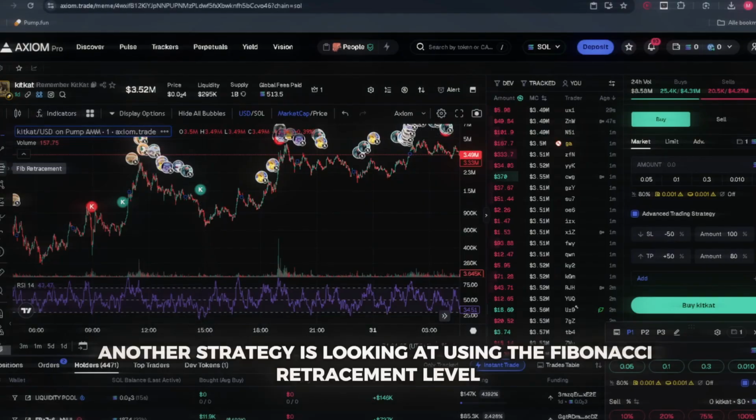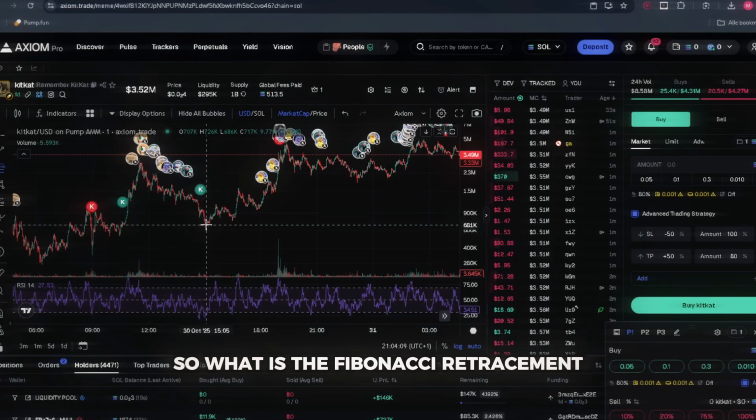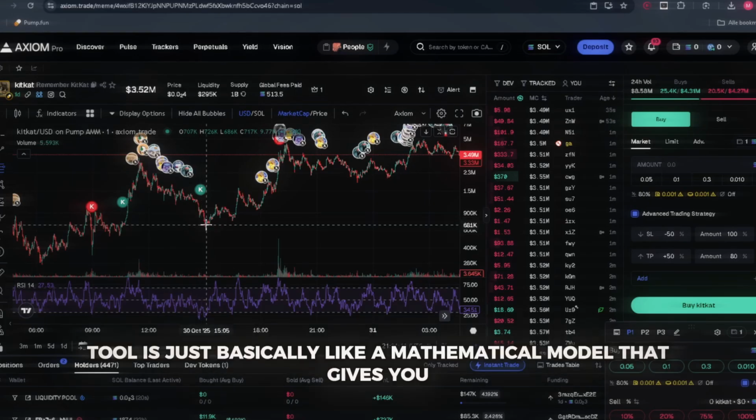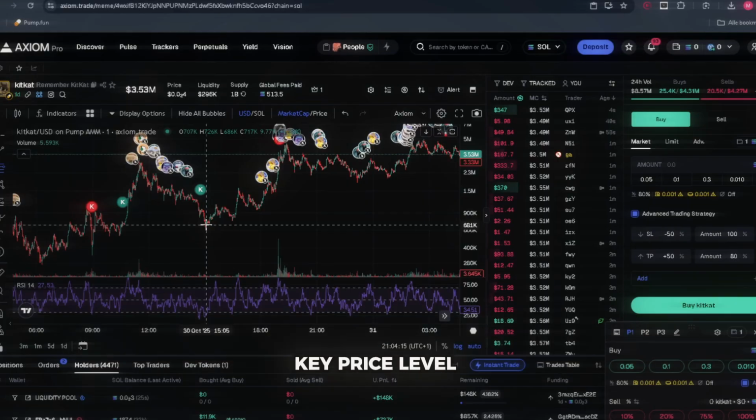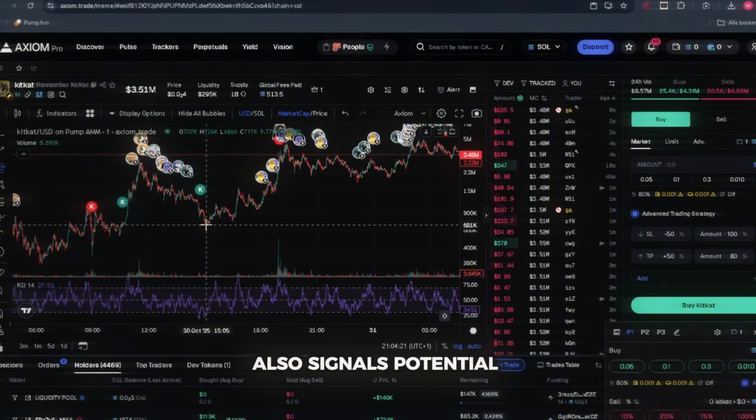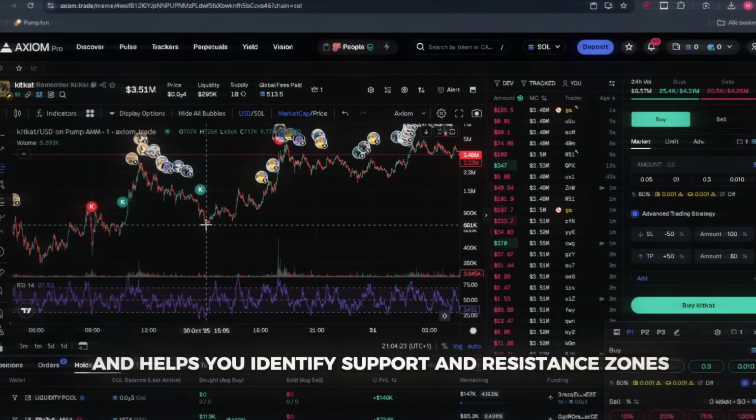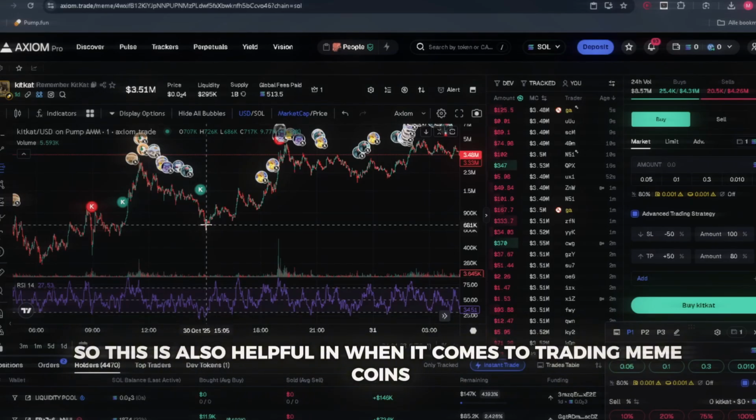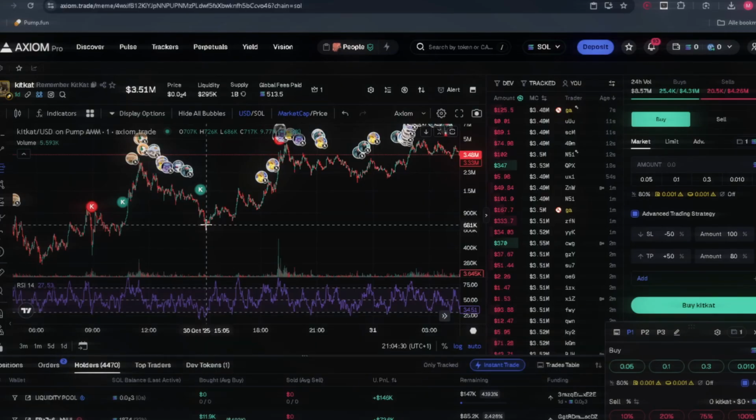Another strategy is looking at using the Fibonacci retracement level. So what is the Fibonacci retracement? It's basically a mathematical model that gives you key price levels and also signals potential trend reversals, and helps you identify support and resistance zones. This is also helpful when it comes to trading meme coins.